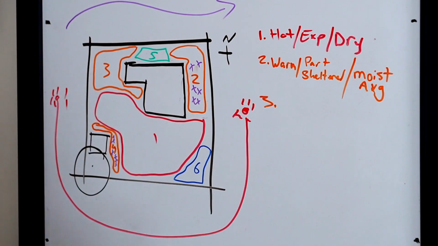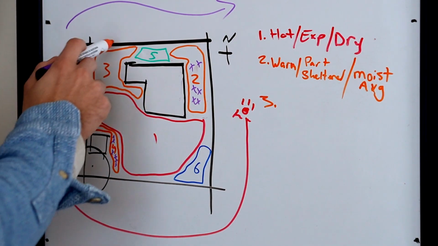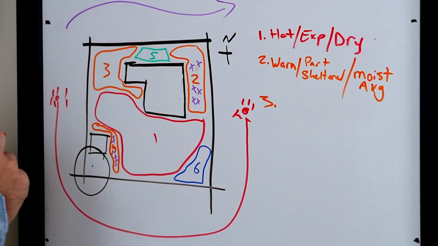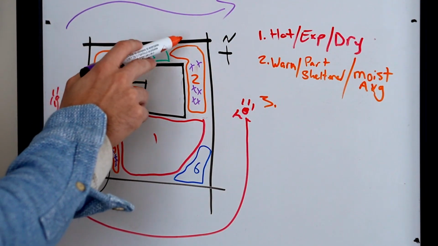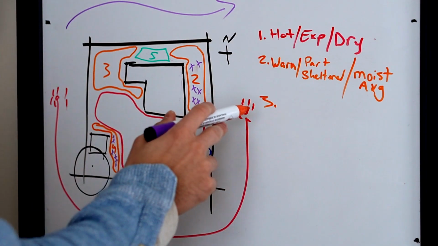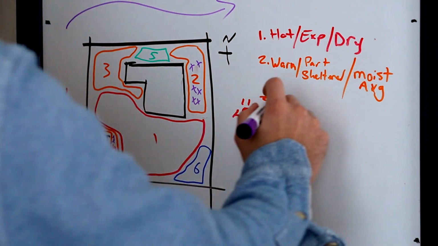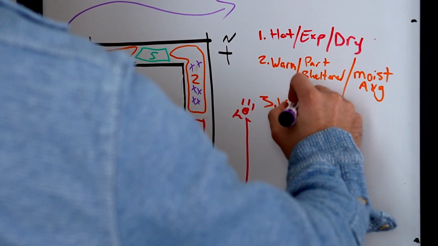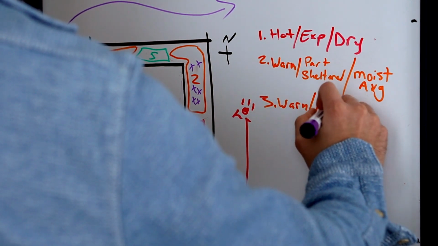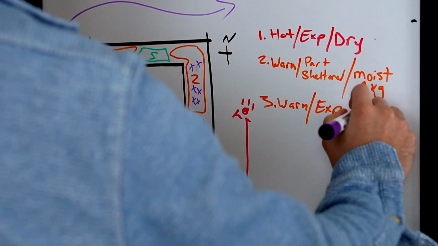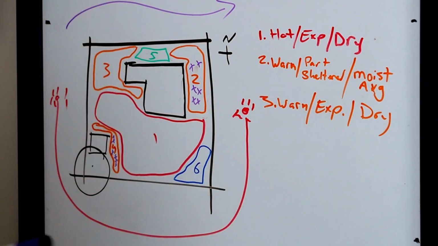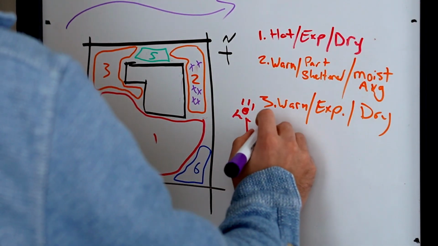Is it dry or wet? Same thing as Zone 2, right? It's right up against the house. Grading is doing its job. The downspouts are doing their job carrying water away from the home. But since it's more exposed and it gets the hotter sun in the day, we're gonna say it's dry over there. So we got warm, exposed, dry.